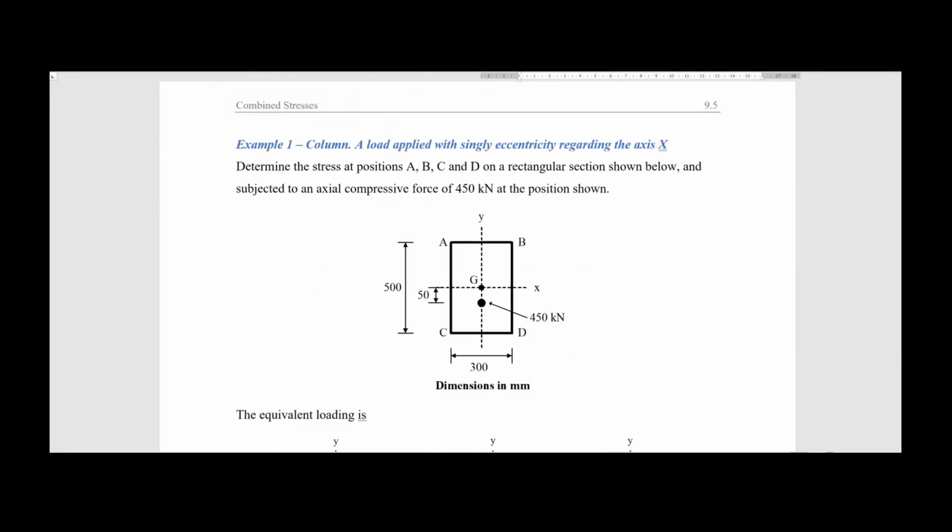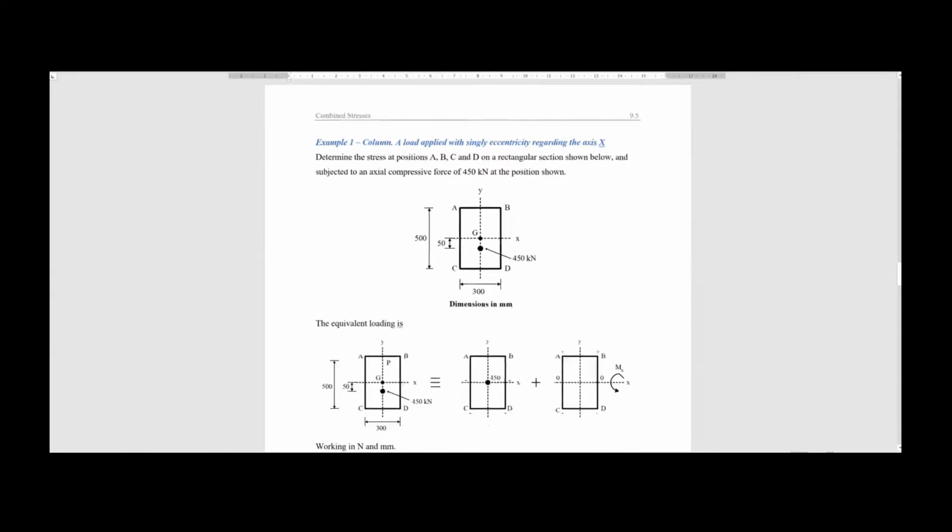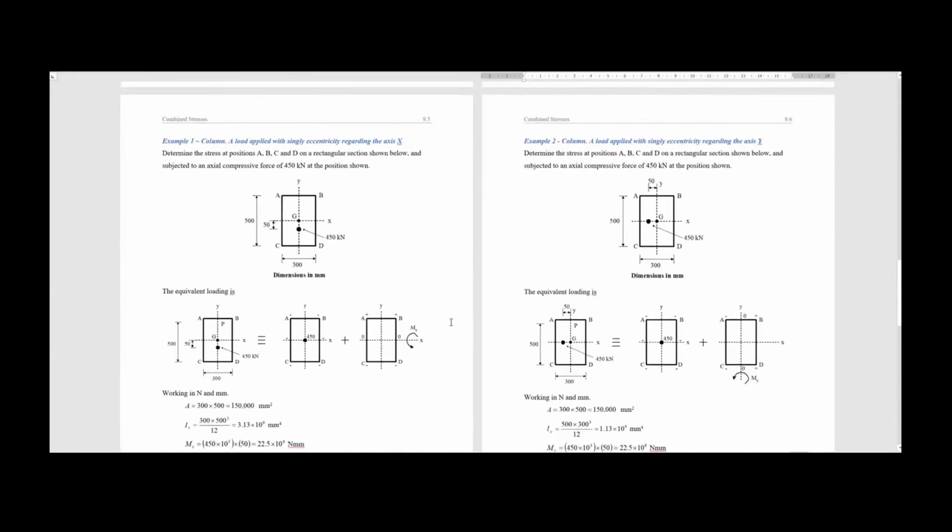We have covered two exercises with numbers. Basically we have the case where the eccentricity is regarding the axis X, and the other case where the eccentricity is regarding the axis Y. We saw that the axial stress is exactly the same because the load is exactly the same and the cross section is exactly the same. So load divided by area is the same for both exercises.